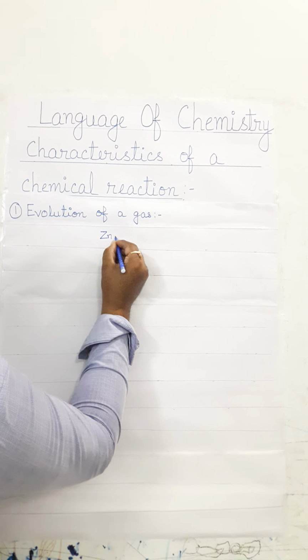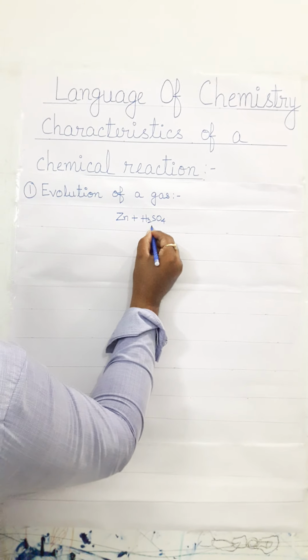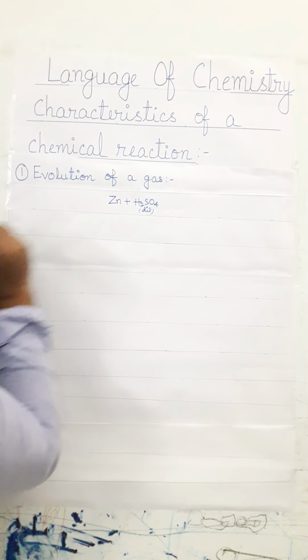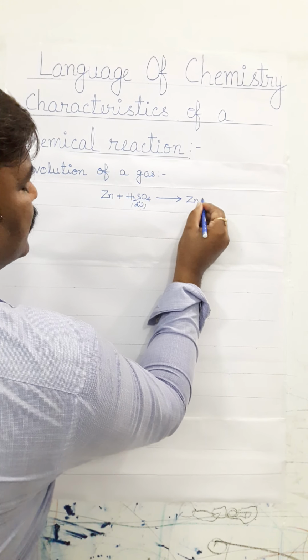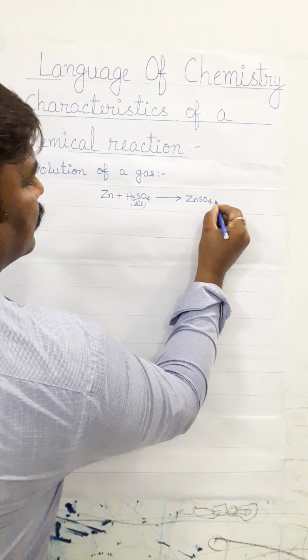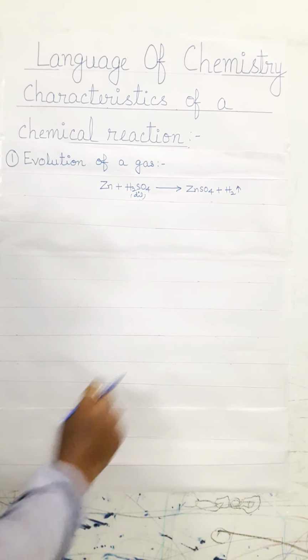So when this dilute sulfuric acid is poured over zinc, zinc sulfate is formed. At the same time, hydrogen gas is released with a lot of bubbles.